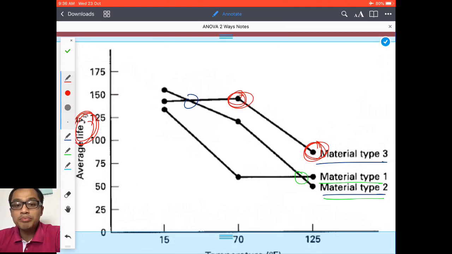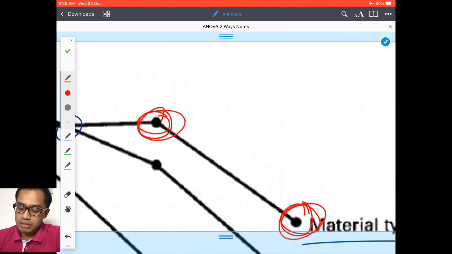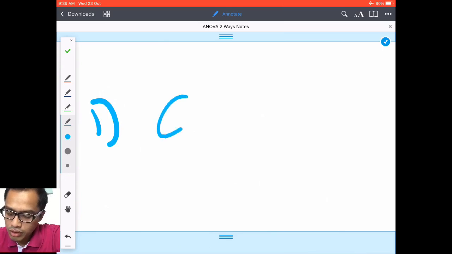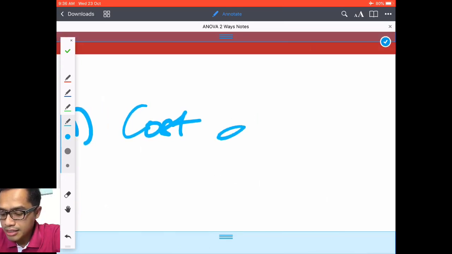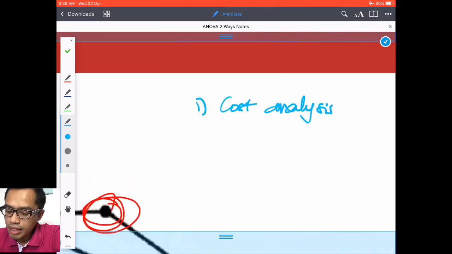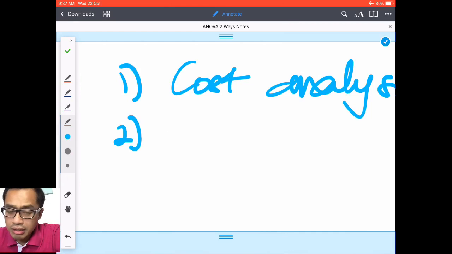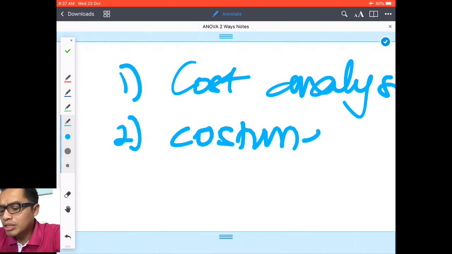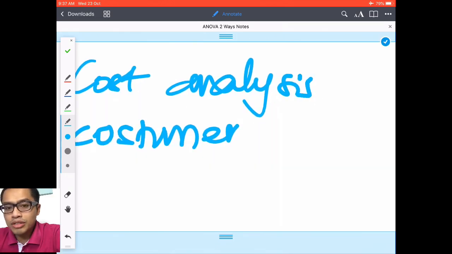Let's say type 1 is cheapest, type 2 is in the middle, and type 3 is the most expensive. Then how are we going to deal with this? Let's say I give you two questions. The first question, cost analysis. Number 2, the question can be customer base. That means I want this car to have the best battery, cost analysis wise, and customer base.